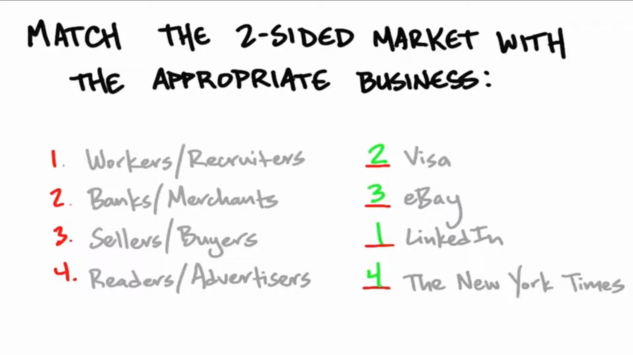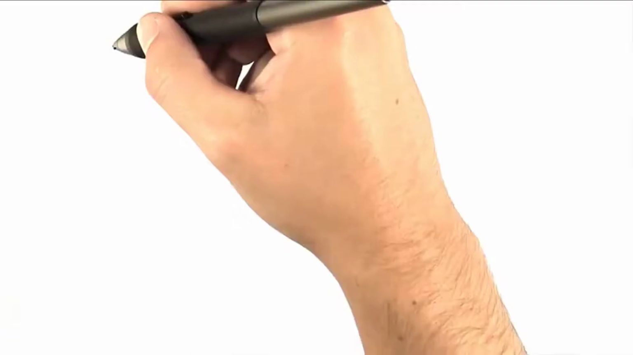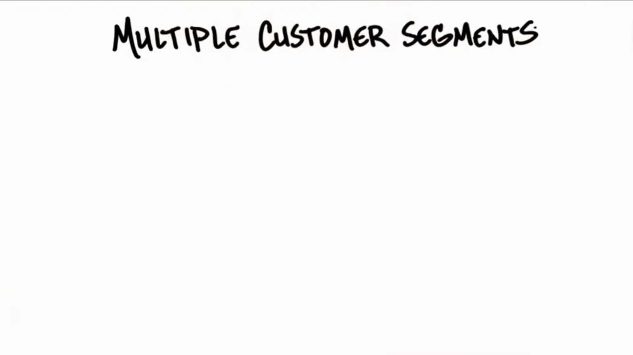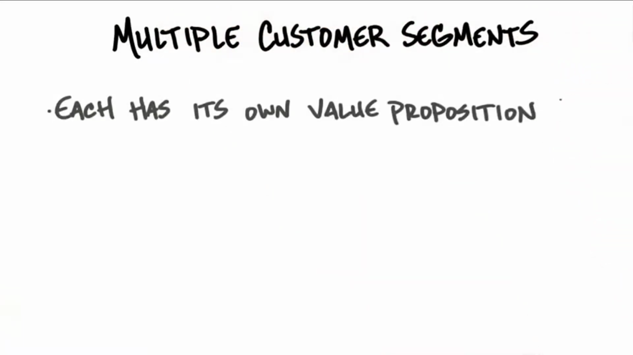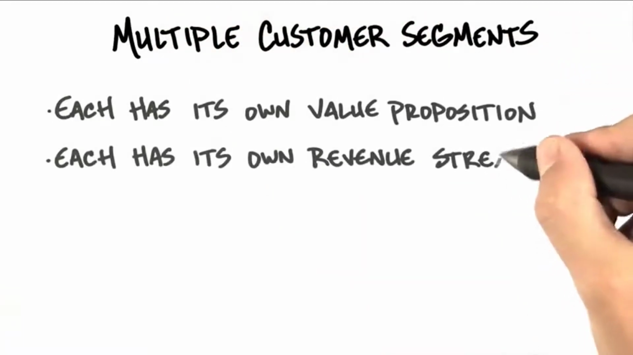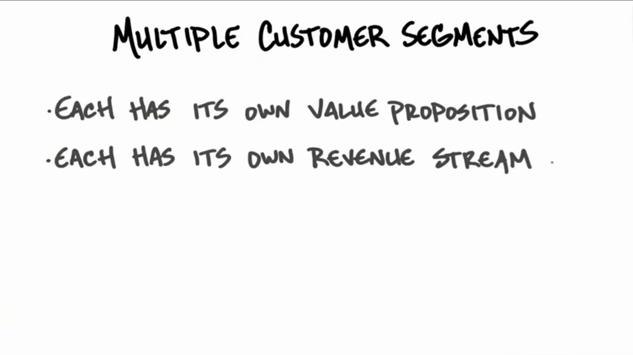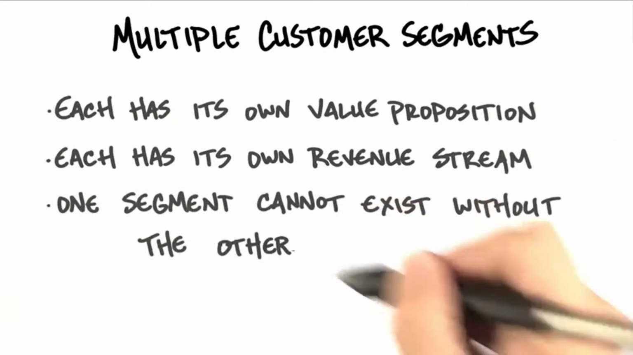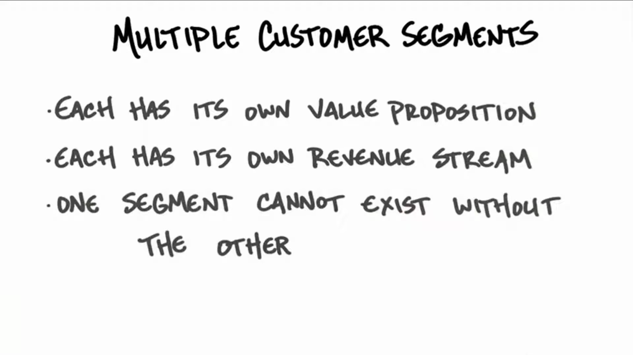So understanding multi-sided markets is just understanding which customer segments in a two-sided market use and which other customer segment pays. So just to summarize, for Google Search, each had its own value proposition, but most importantly, each had its own revenue stream, and one segment cannot exist without the other. That is, if you had users but you had no revenue, you'd be out of business over time.